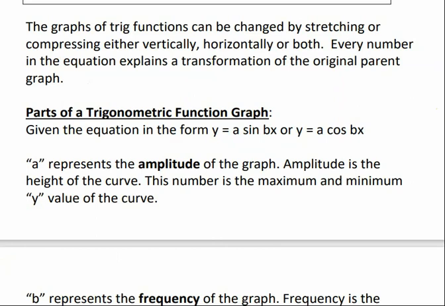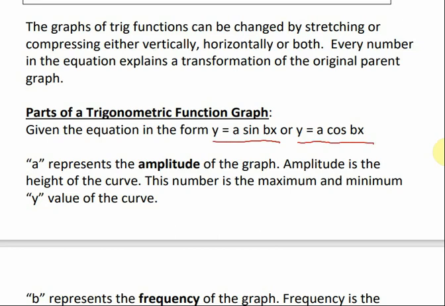Now, the graphs of all trig functions can be changed by stretching or compressing either vertically, horizontally, or both. Every number in the equation explains a transformation of the original parent graph. The parts of the trigonometric function graph are given in the equation in this form: y is equal to a sine of bx, or y is equal to a cosine of bx.